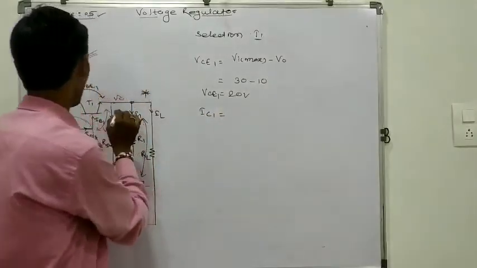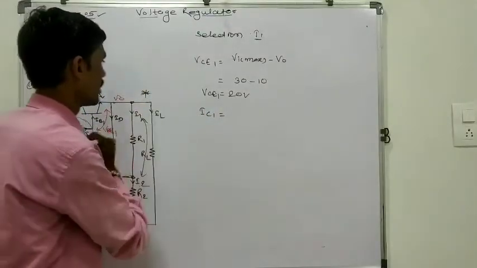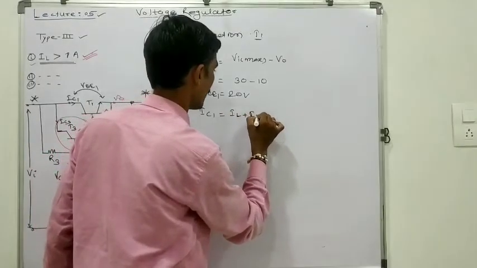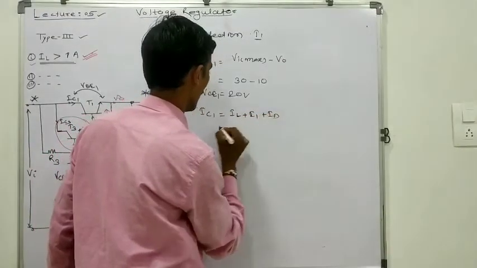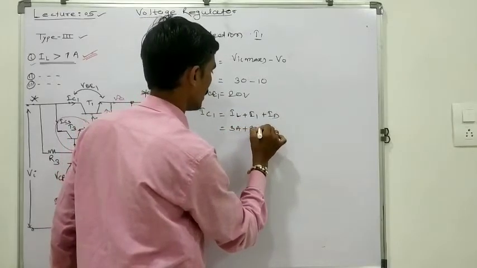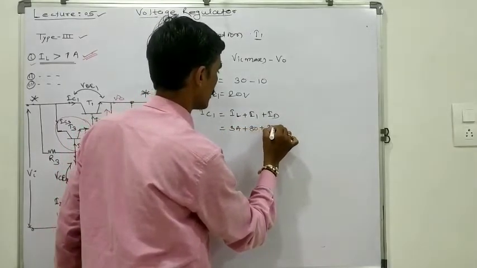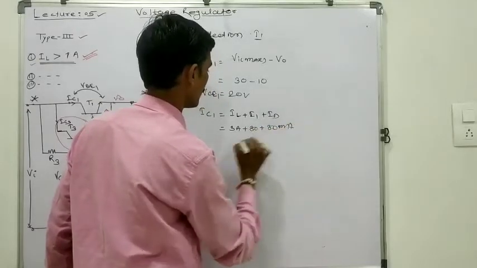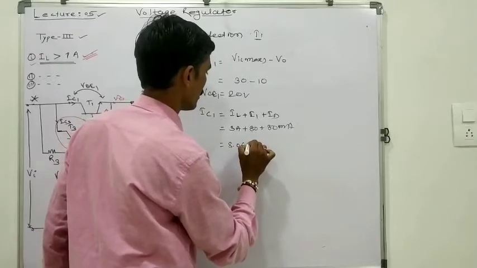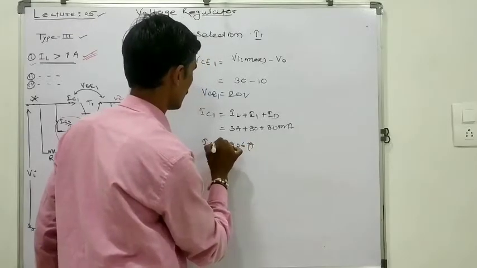IC1 is nothing but the addition of these three currents: IL plus I1 plus ID. So it is 3 ampere plus 30 milliampere plus 30 milliampere. So it is 3.06 ampere. So this is IC1.